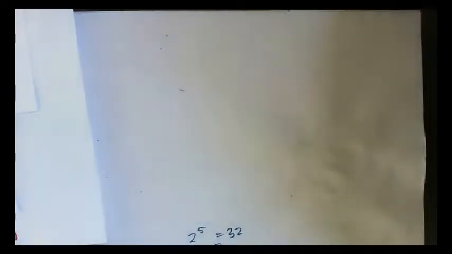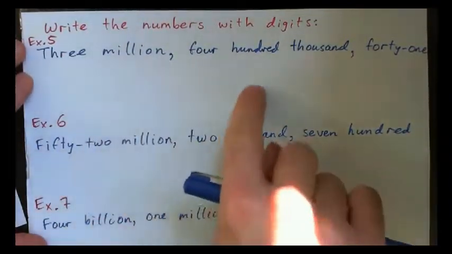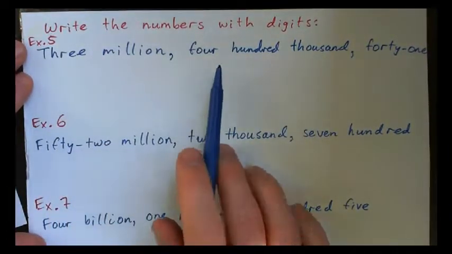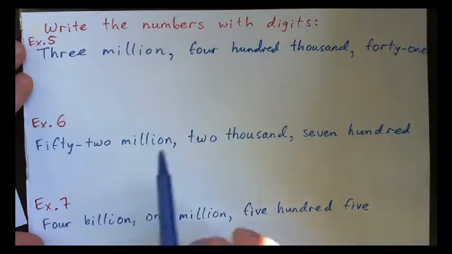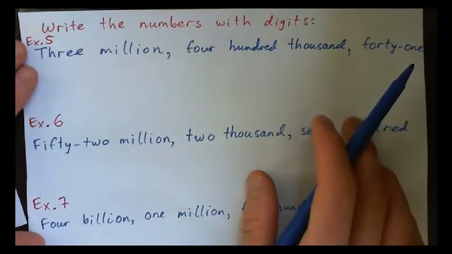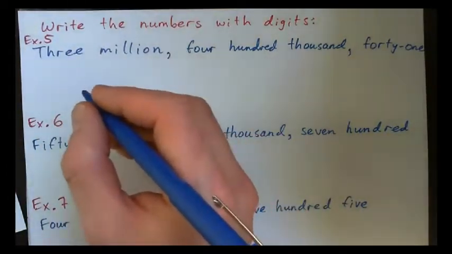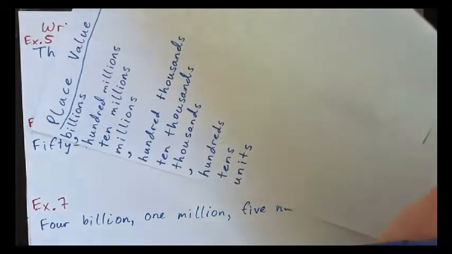Okay, now, example 567, I just want you to write down the number. Write this number with digits. So 3 million, 400,000, 42. So, how are we going to go about this? Well, I guess you could do expanded form if you like. I suppose you could use your chart if you get stuck, right?